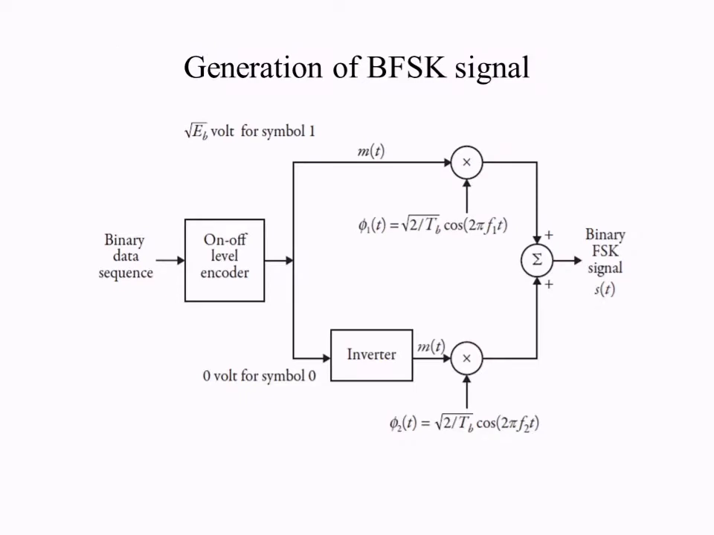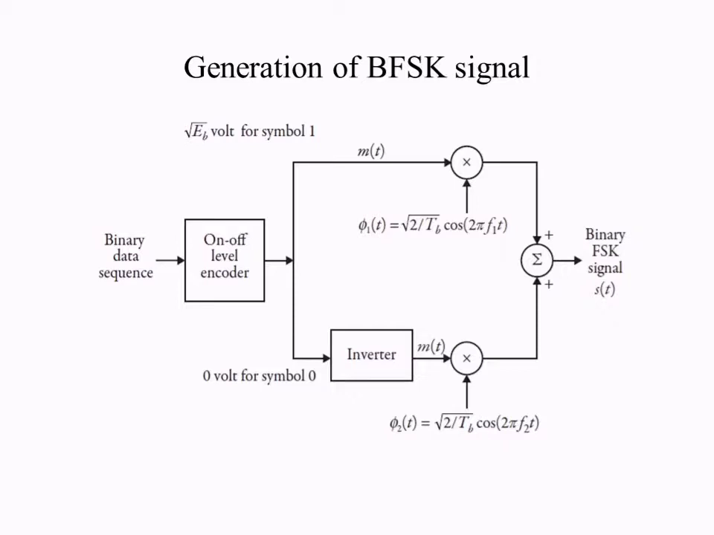Now let us see the generation of BFSK with the help of this block diagram. First our binary data is sent to the on-off level encoder. So we will get root of Eb volt for symbol 1 and 0 volt for symbol 0. Then we can see two arms here, in upward direction and in downward direction. In upward direction, it is simply multiplied with phi 1(t). In the downward direction, we have an inverter. Then we will multiply with phi 2(t).